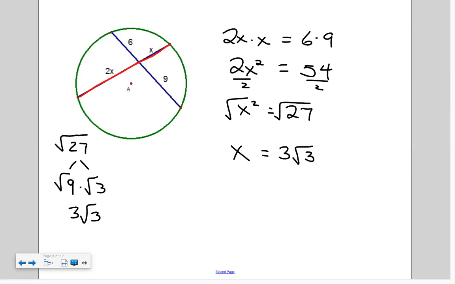So that is what x would equal. And if I wanted to figure out the other segment, it'd be 2 times 3 radical 3, which is 6 radical 3. Okay. Those will be exact answers. Sometimes you may be required, and we'll try to be specific, to give your answer in simplified radical form, or as a rounded decimal. We'll try and be as specific as we can there on your assignments. If you're unsure, ask. Please ask.